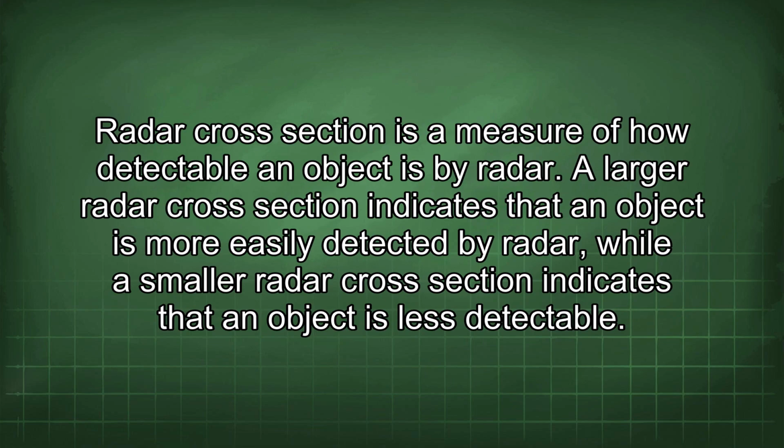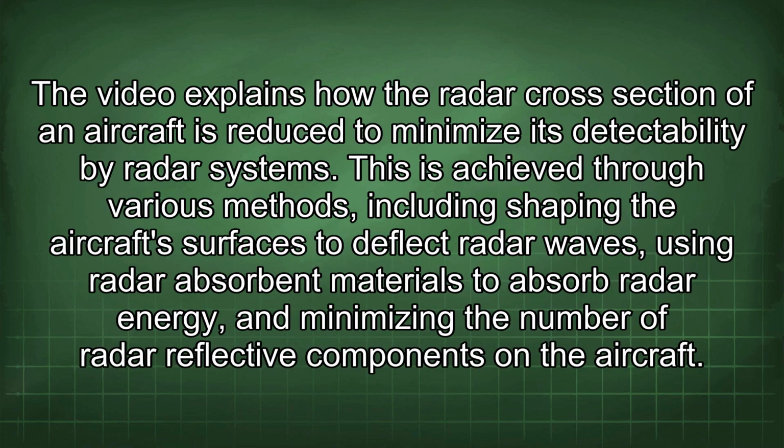Radar cross-section is a measure of how detectable an object is by radar. A larger radar cross-section indicates that an object is more easily detected by radar, while a smaller radar cross-section indicates that an object is less detectable. The video explains how the radar cross-section of an aircraft is reduced to minimize its detectability by radar systems.